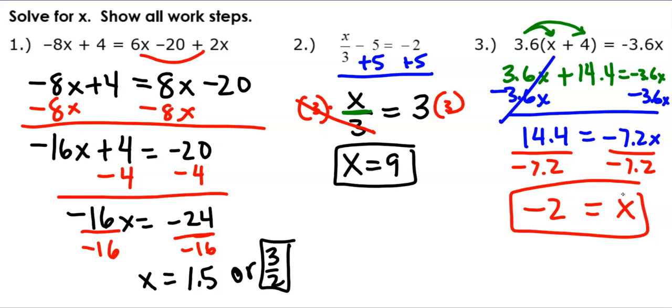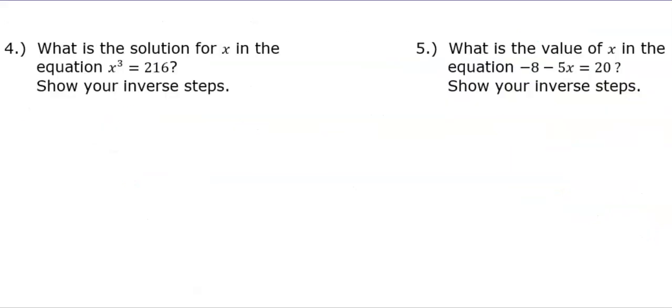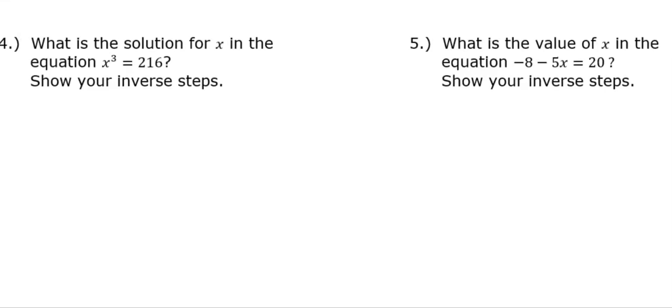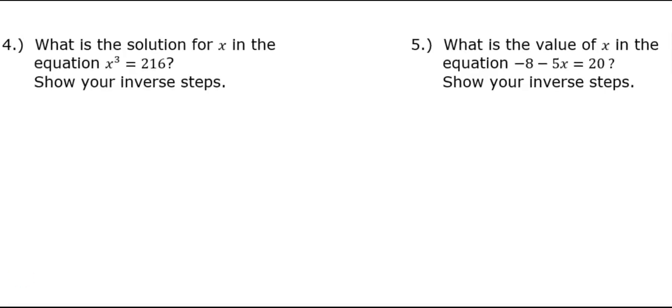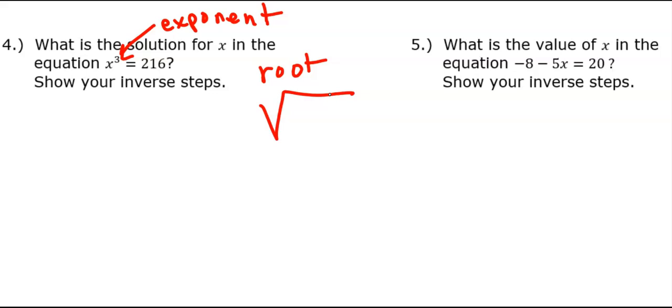All right, let's take a look at the next 2 questions. Number 4 asks us what the solution is for x cubed. So some number times itself 3 times is 216. And the inverse of an exponent is a root, which looks like that.